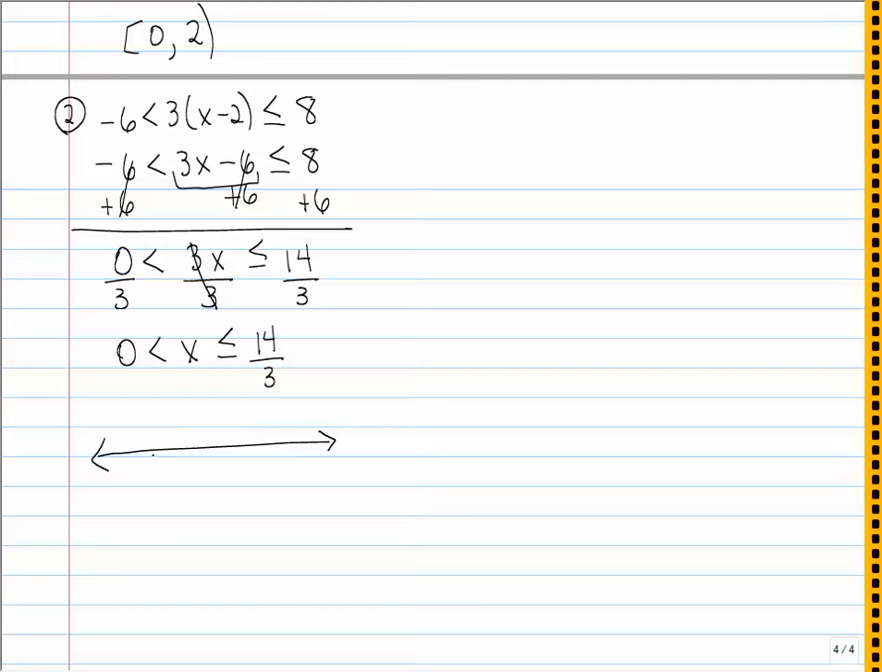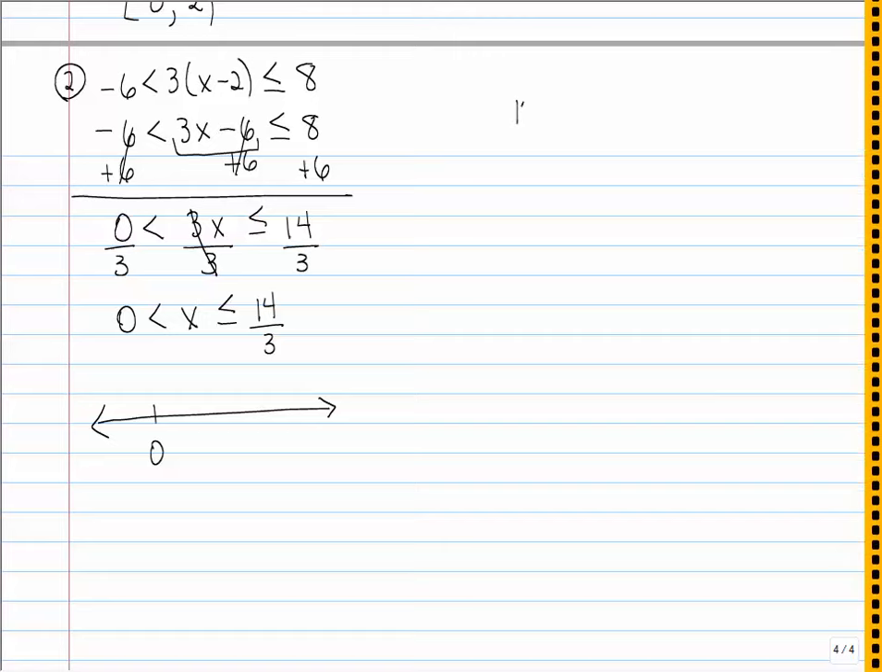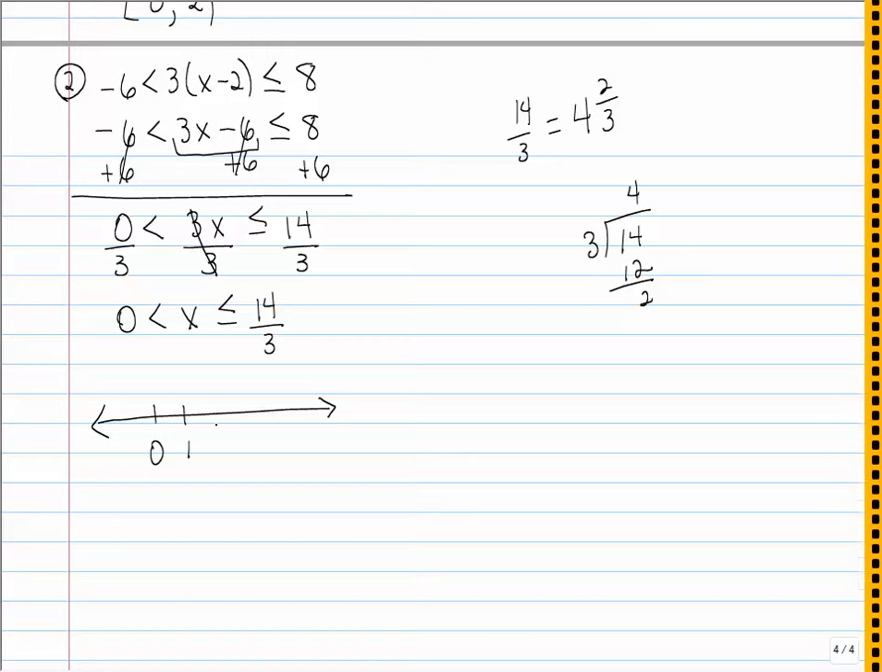Okay. So now we're going to graph that. We would know we need 0 on there. Now 14 thirds, it may be easier if you change that to a mixed number to see where it's going to go on the number line. Let's see, 3 will go into 14 4 times, which is 12, with 2 left over. So it's equal to 4 and 2/3. So we're going to be between 4 and 5 on your number line. 1, 2, 3, 4, 5. So it's going to be about right here. That's 14 thirds.